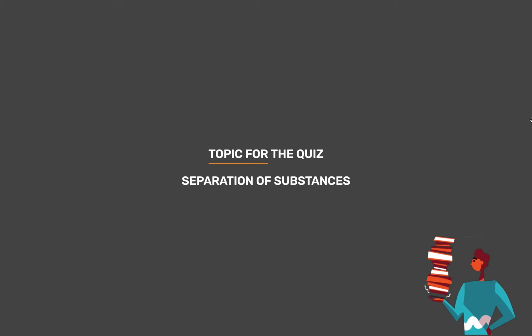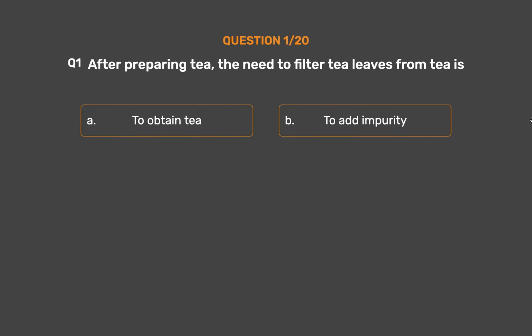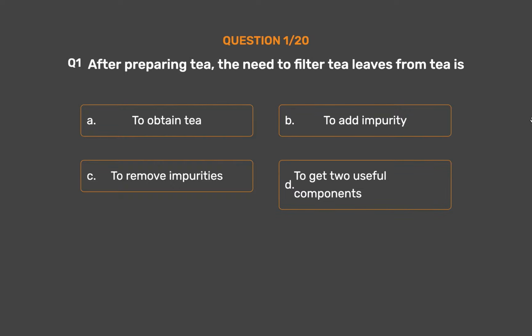Topic for today's quiz is Separation of Substances. Question number 1. After preparing tea, the need to filter tea leaves from tea is Option A. To obtain tea. Option B. To add impurity. Option C. To remove impurities. Option D. To get two useful components.